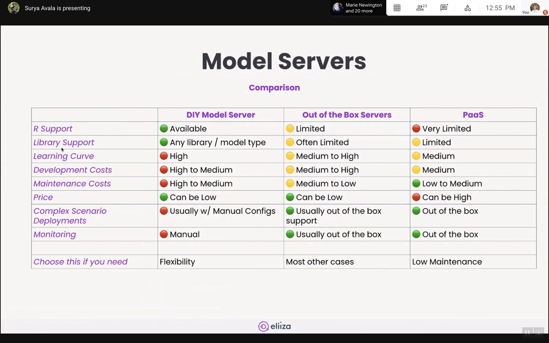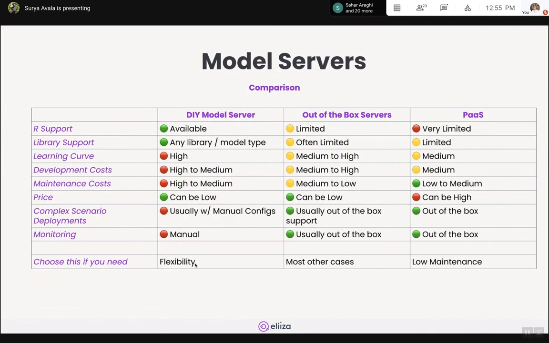And when it comes to library support or the model types, with our DIY model solution, we could virtually use any model or library that we want, and so on. Feel free to take a look at it in your own time. But at the end of the day, we would be choosing a DIY model server for its flexibility.